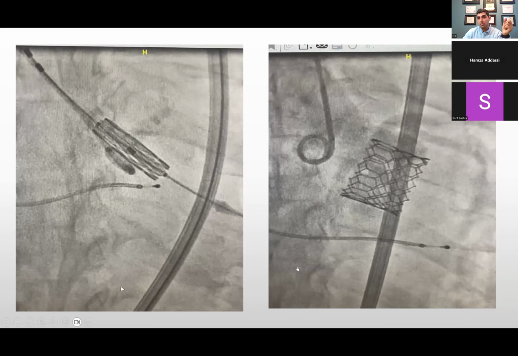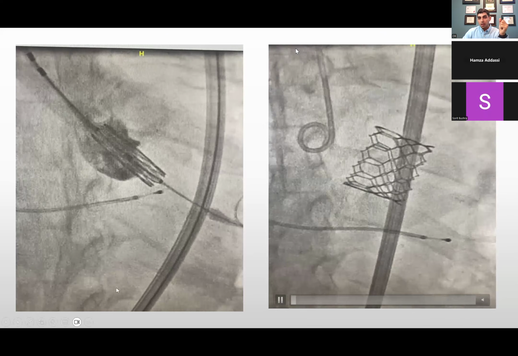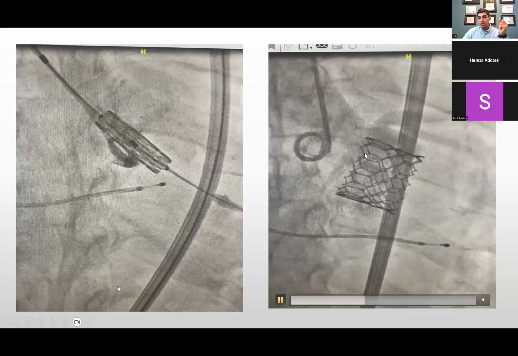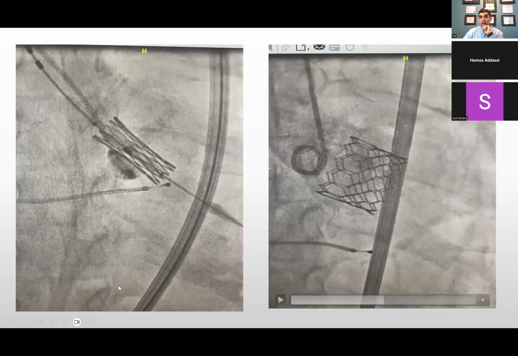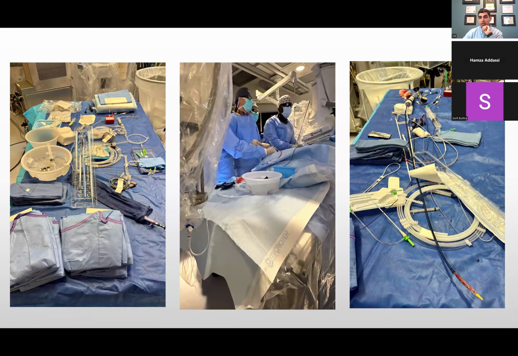So this valve is now working normal, and the coronaries, as you can see on the top, they're not obstructed. And this is something else you have to look for because that can be fatal as well. So this is what it takes. It takes a team, it takes a lot of equipment to make this happen.